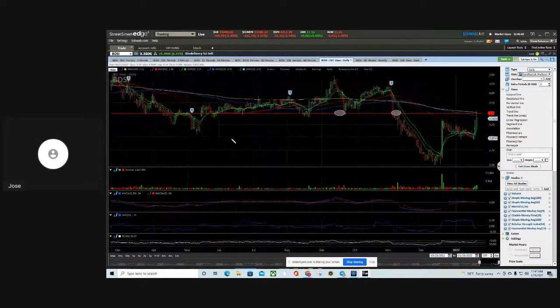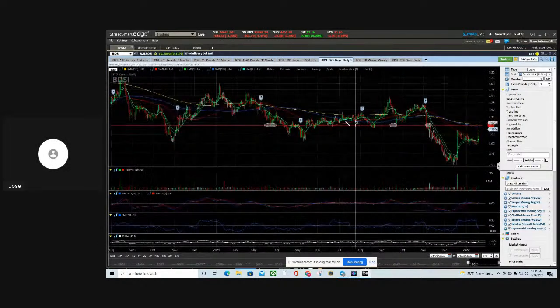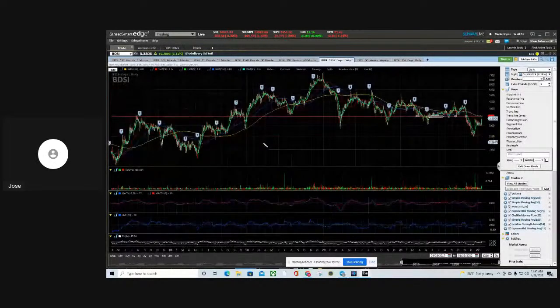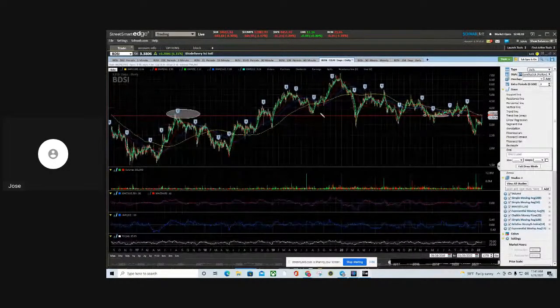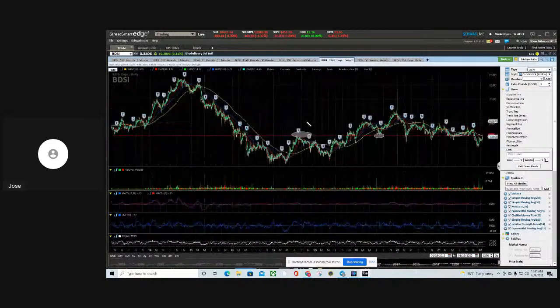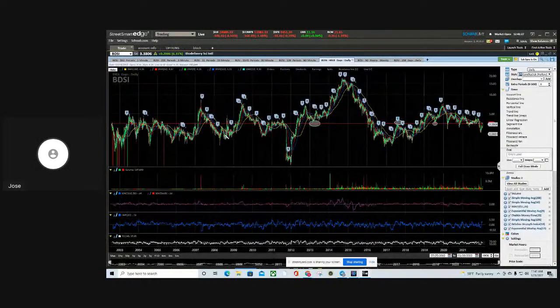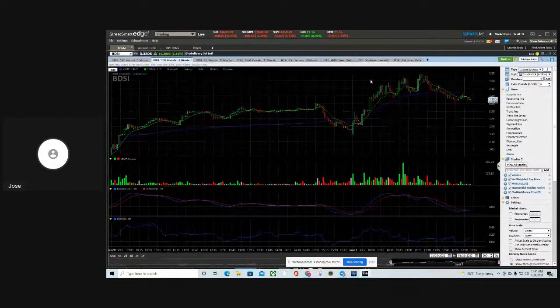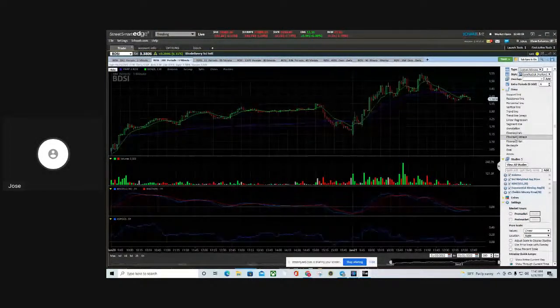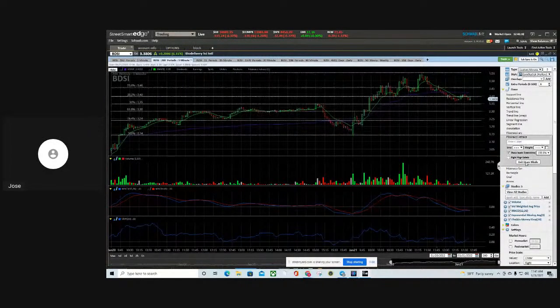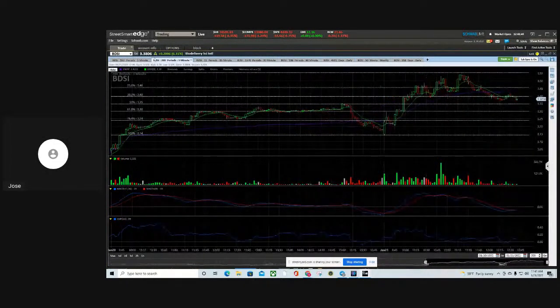You can just go back and see that 350 level. As you go further and further back, you can see how that level is just, it's got to get over that level before it makes a move higher. I don't think it'll do much today.